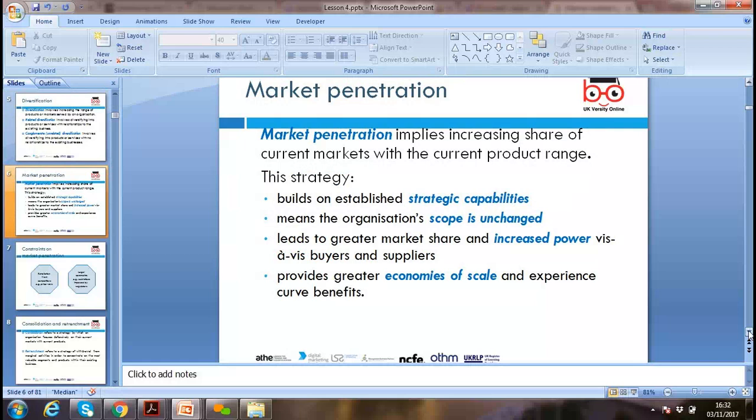Market penetration, like I mentioned, builds on established capabilities, meaning the organization's scope is unchanged. It increases the power of the buyer and provides greater economies of scale. What is meant by economies of scale, guys? Economies of scale means we maximize our output by reducing our cost, and where there are economies of scale, the profit margin can be maximized.